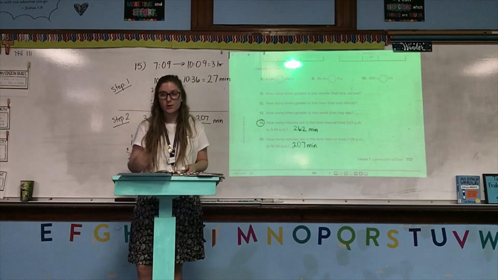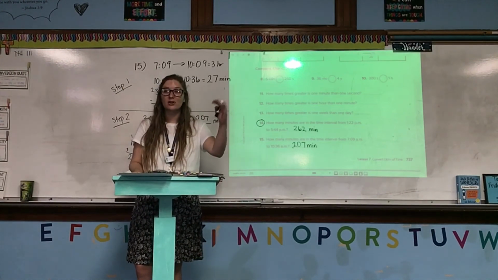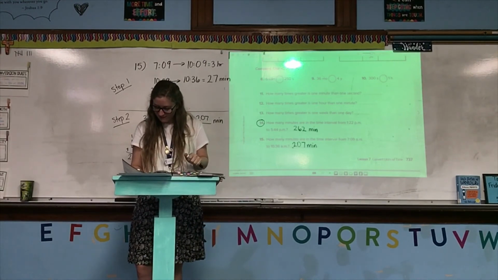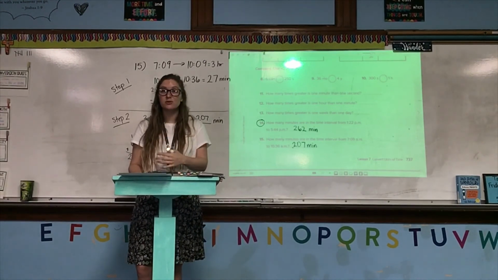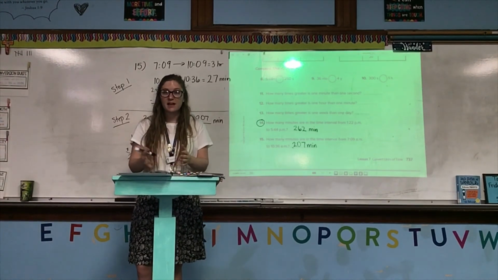Number 16 is vocabulary, but you're not going to be using a word. You're going to be looking at your conversion chart to figure that out. And then number 17 is just a conversion, but you do need to solve it on your separate sheet of paper. Okay, that's it for math today.